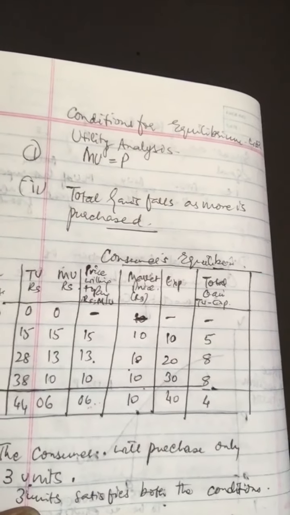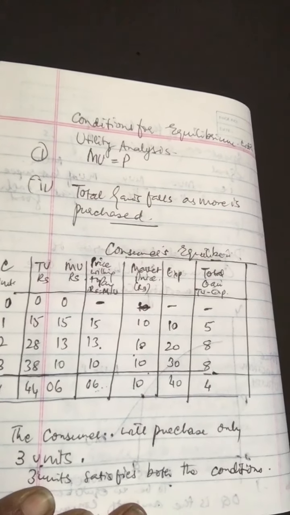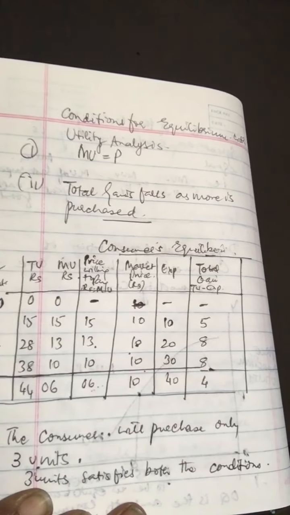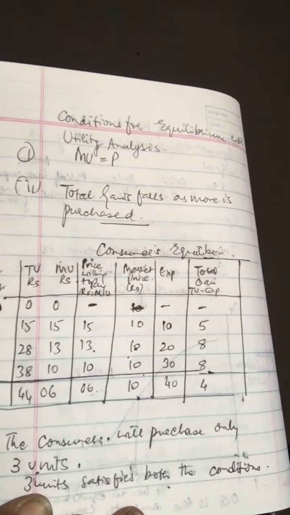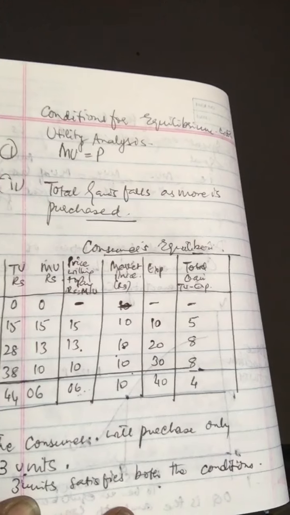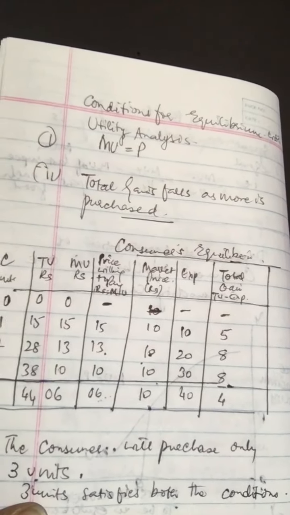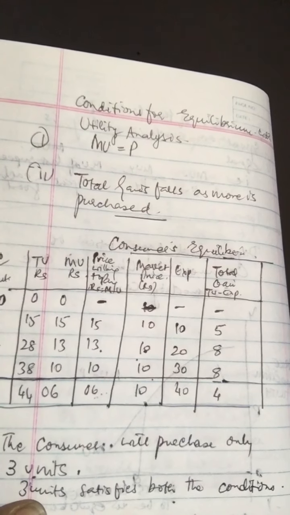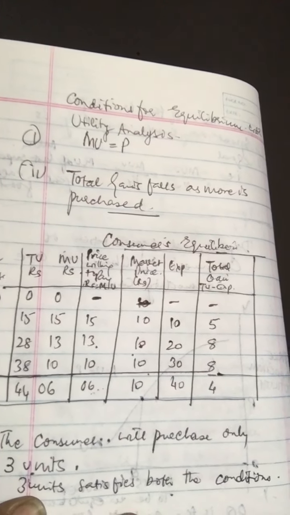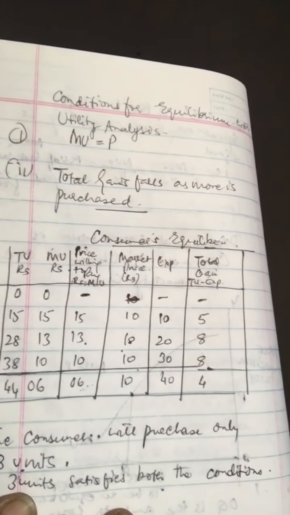Now in the table we see that, first of all, let me tell you what the equilibrium conditions are. First is that marginal utility should be equal to price, and the second is that the total gain falls as more is purchased after equilibrium. So when you see the table, in the first column we have the consumption in units, then total utility in rupees, marginal utility is the third column, and the price that he is willing to pay in rupees is equal to marginal utility because 1 util is equal to 1 rupee.